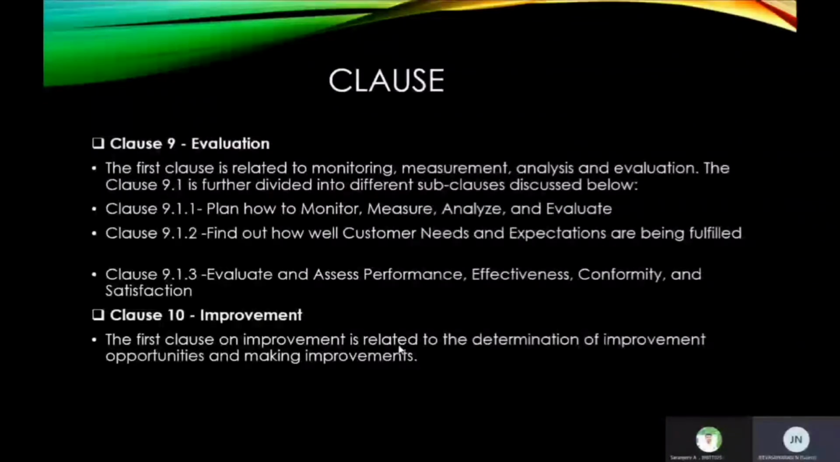And clause 9 is for evaluation. The first clause is related to monitoring, measurement, analysis, and evaluation. Clause 9 is further divided into different subclauses. Clause 9.1.1 plans how to monitor, measure, analyze, and evaluate. Clause 9.1.2 finds out how well customer needs and expectations are being fulfilled. And clause 9.1.3 evaluates and assesses performance, effectiveness, conformity, and satisfaction. Next, clause 10 is for improvement. The first clause on improvement is related to the determination of improvement opportunities and making improvements.